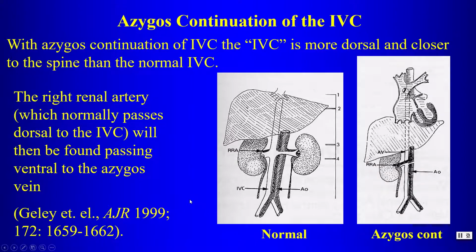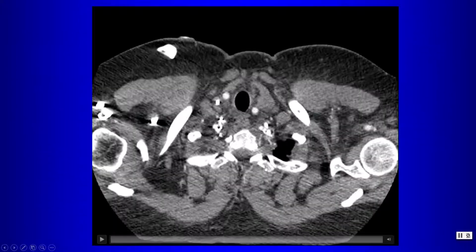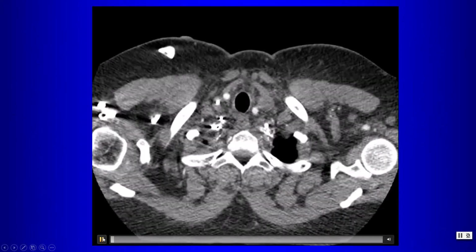So just with those images through the abdomen, you might be able to suspect that the patient has azygos continuation of the inferior vena cava. So right renal artery passing anterior to the vessel, then that vessel represents the azygos vein. Okay, let's move on to our next case.